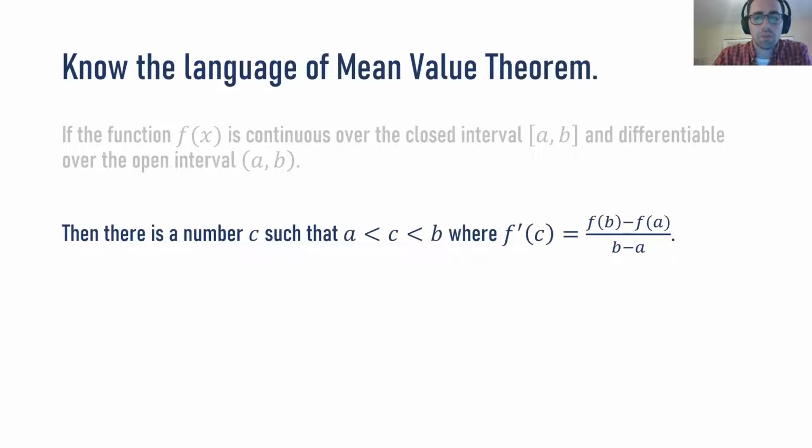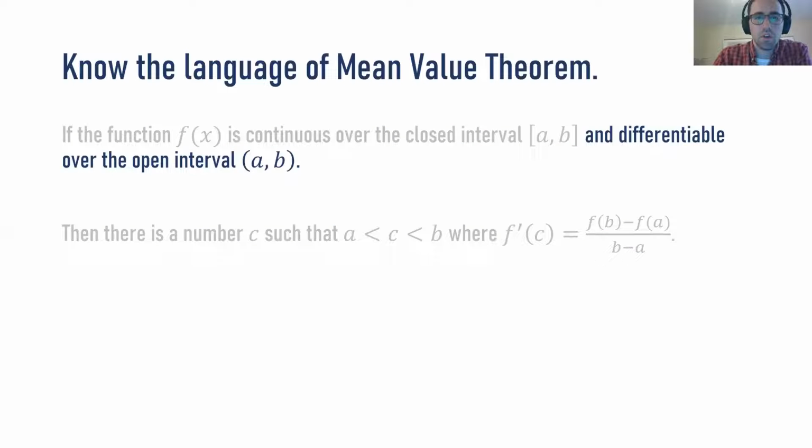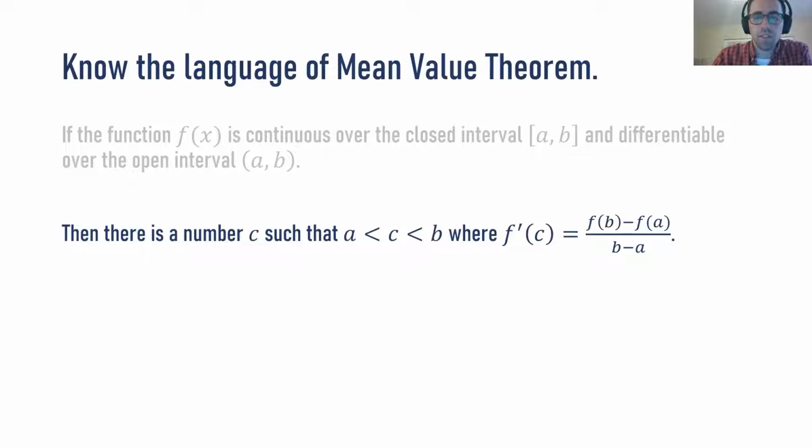Then, if those 2 things are true, then there's a number C such that A less than C less than B. That's just saying C is between A and B, where the derivative at C equals the average rate of change, f of B minus f of A over B minus A.